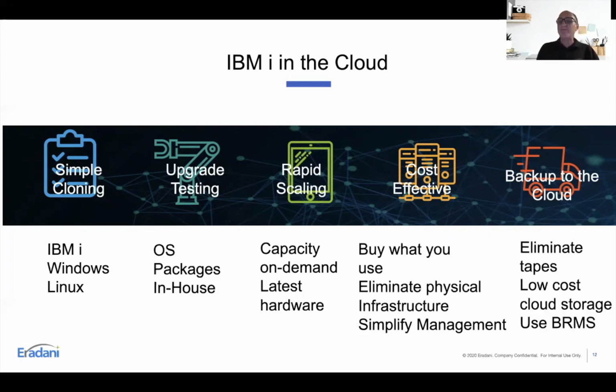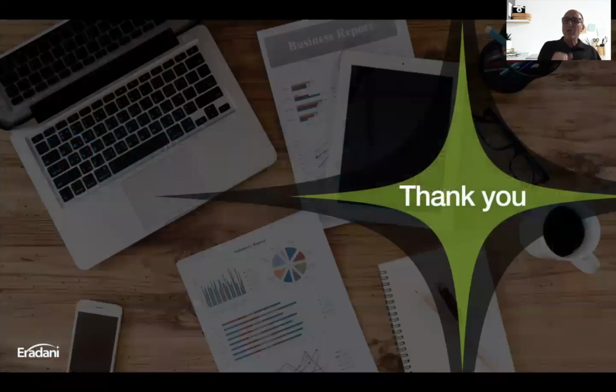And we looked at backing up to the cloud, where you could copy individual files up to the cloud, or you could do backups using BRMS to the cloud. So using the IBM i in the cloud gives you a whole lot of flexibility, a whole lot of capabilities that you don't have on premise, and you can manage it in a very cost-effective fashion. So I hope that gives you a good introduction to using IBM i in the cloud.